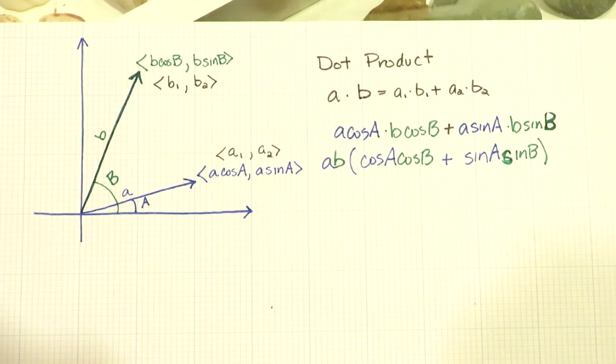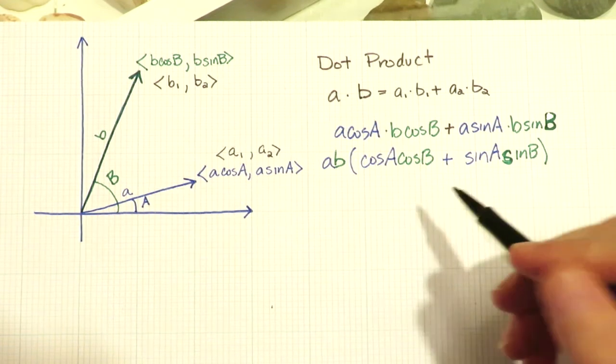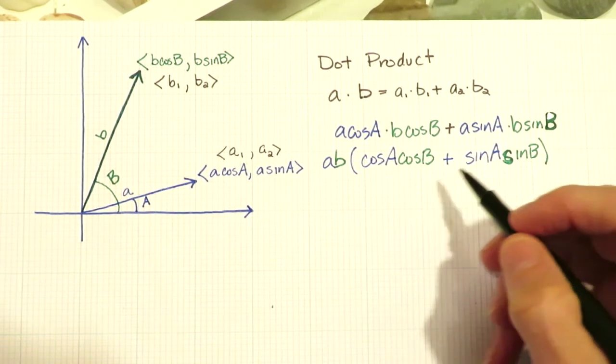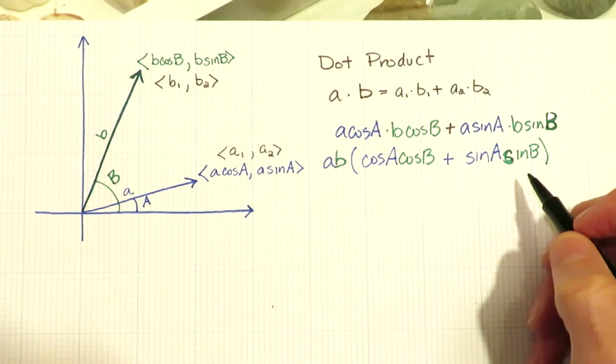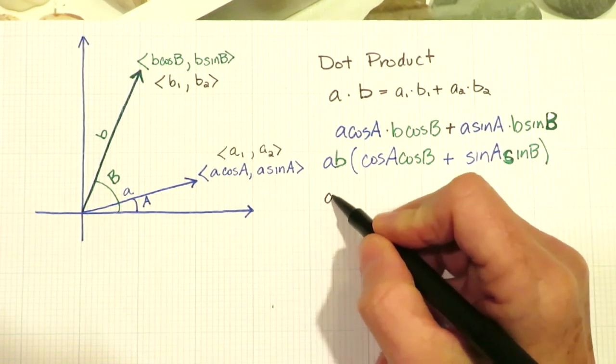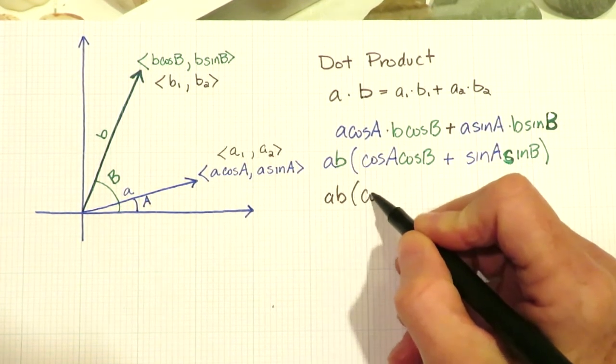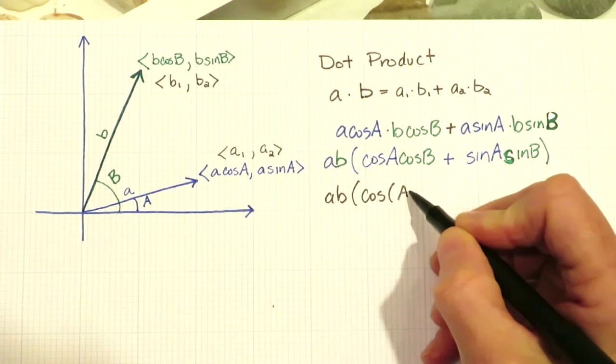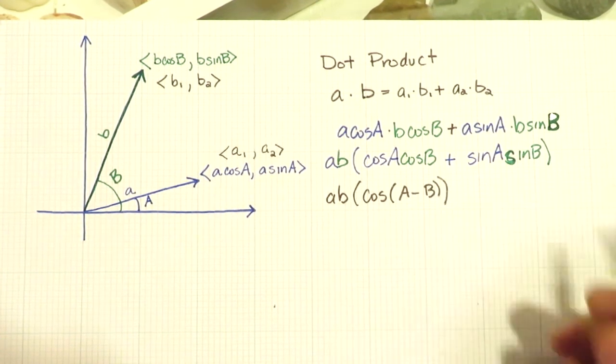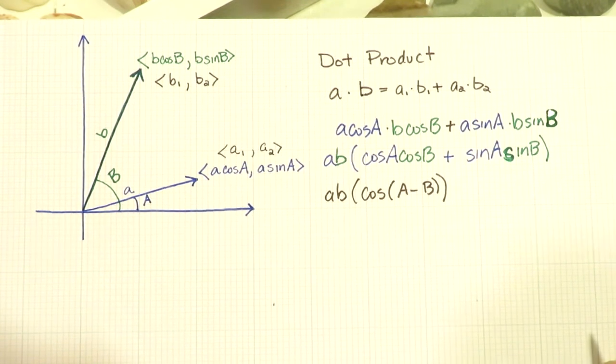Now, if you studied your trig identities, and I know at the time you're learning trig identities, they may seem like rules that don't apply to anything, but here's a good use of the difference rule for cosine. Notice we have cosine of A times cosine of B plus sine of A times sine of B. That is equivalent to cosine of A minus B. I'm just following the difference rule for cosine.